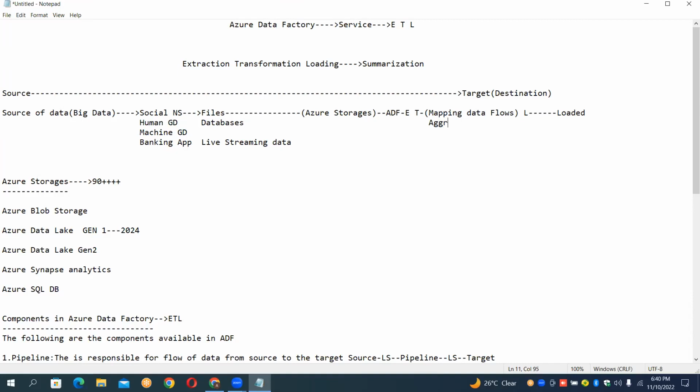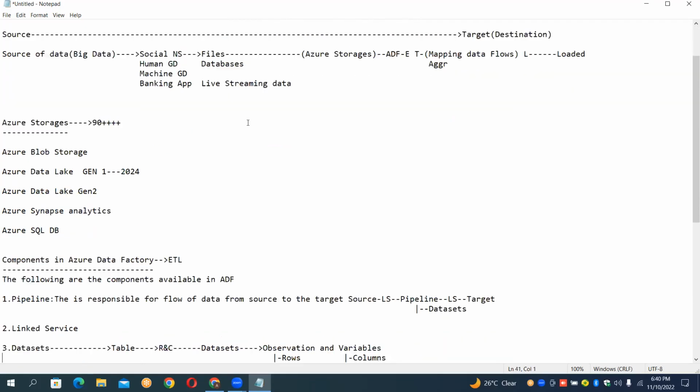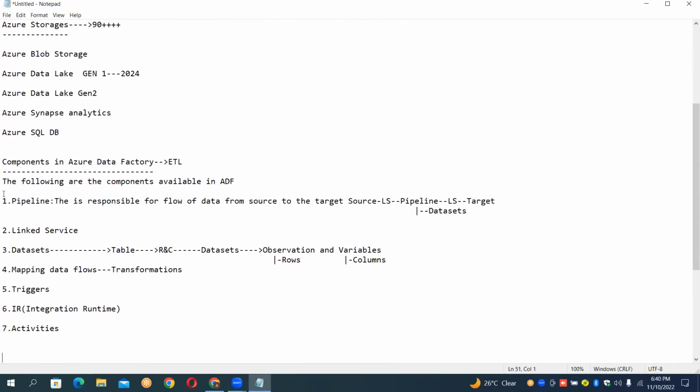Yes, sir. So now transformation is the actual process of data summarization. The T stands for transformation, but generally we call it a transformation elsewhere. But here in Azure Data Factory, we call it data flows. That is called mapping data flows. Clear, all of you? Now the fifth one, very important one. You have triggers.